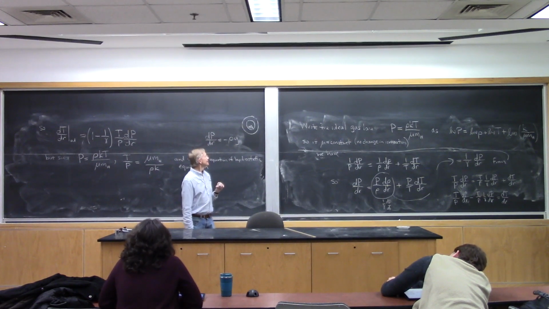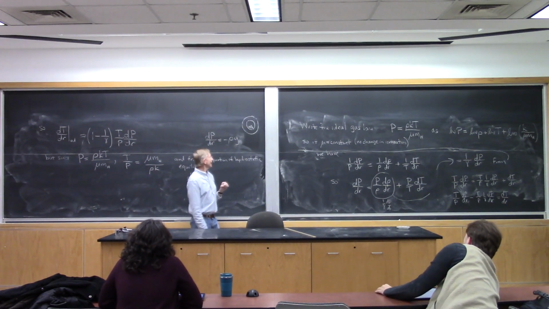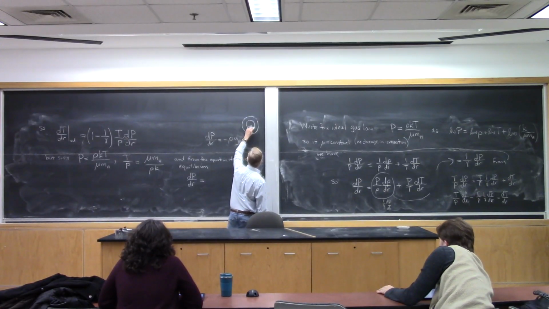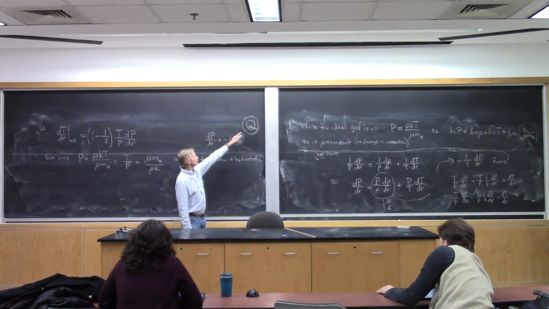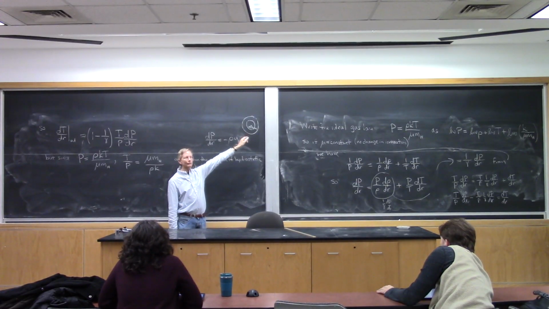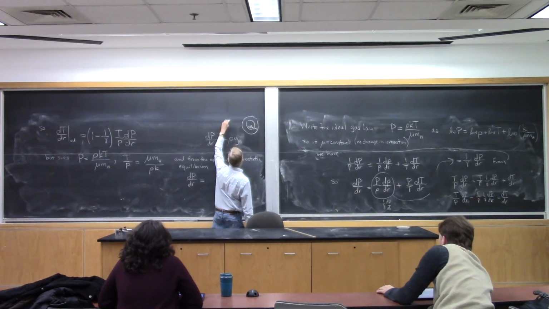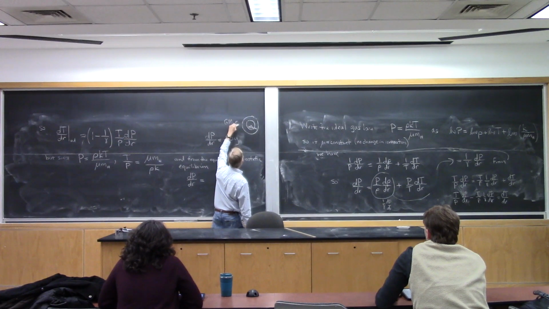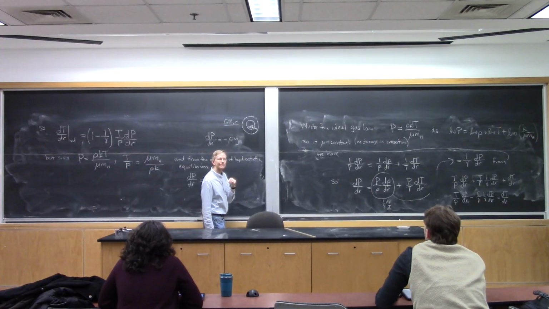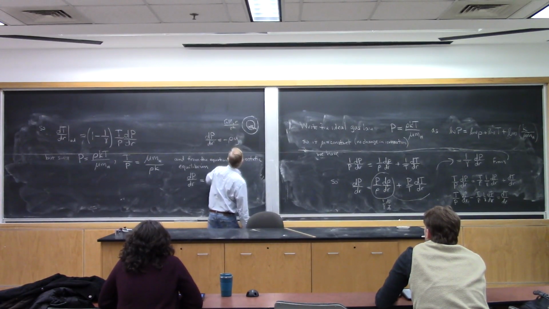So if I had a little test mass, a little m right there, what would be the gravitational force on it due to that mass interior to its radius? What does Newton's law of gravity say? It would be G m sub r, the mass interior to radius r, over r squared.